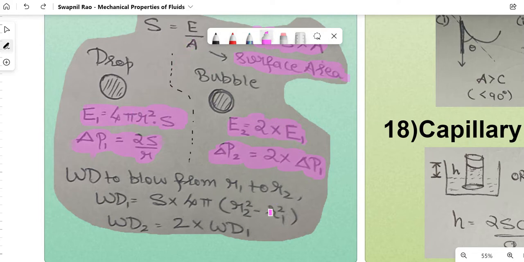But one more thing you have to know here is there would be R2 square minus R1 square, instead of just R square. You have to use this concept. So this is WD1, which means work done in case of a drop. And obviously, work done in case of a bubble will just be twice the work done in case of a drop. The analogy still holds true, 2 times in just the bubble case.